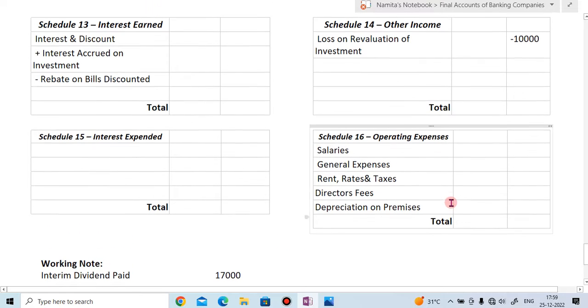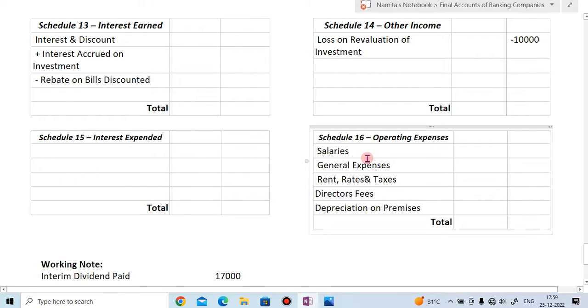Okay, so schedule number 16 is what? Operating expenses. So here I have already written salary, general expenses, rent, rate, taxes and director fees. So write the amount. There are no adjustments.